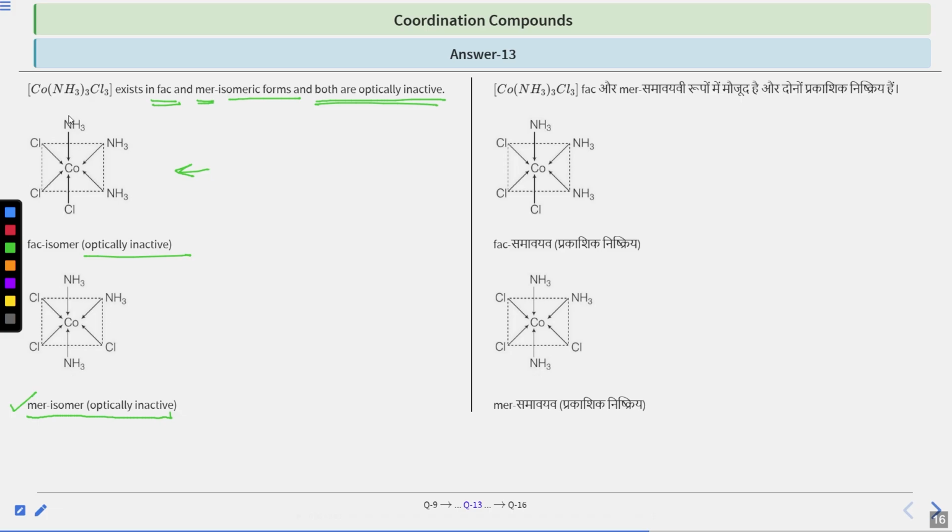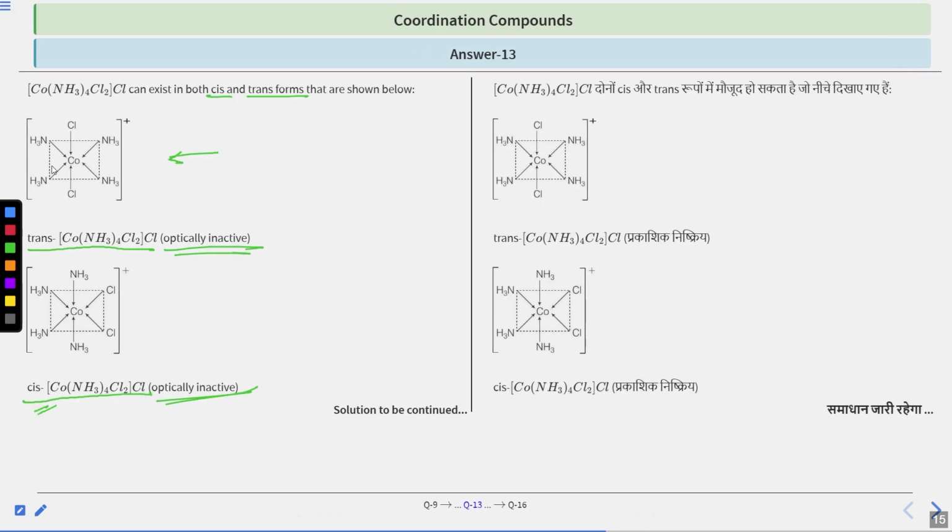So it also exists in FAC and MER form, and they both are optically inactive. In the second option also, the complex can exist in both cis and trans forms, and both are optically inactive due to the presence of symmetry.